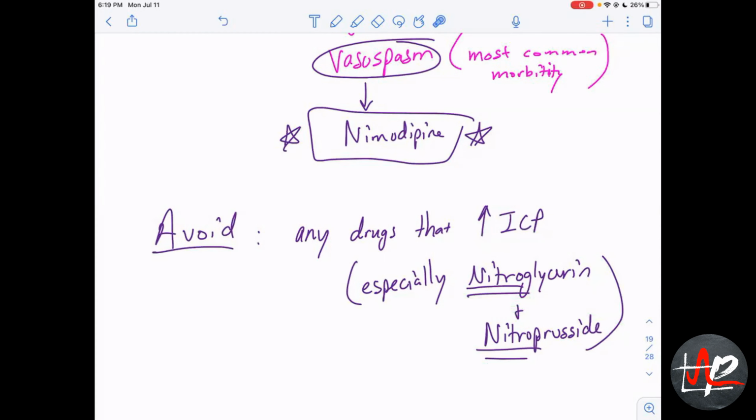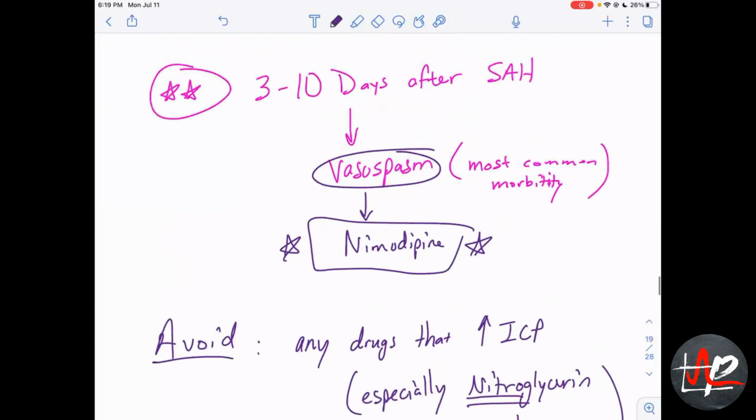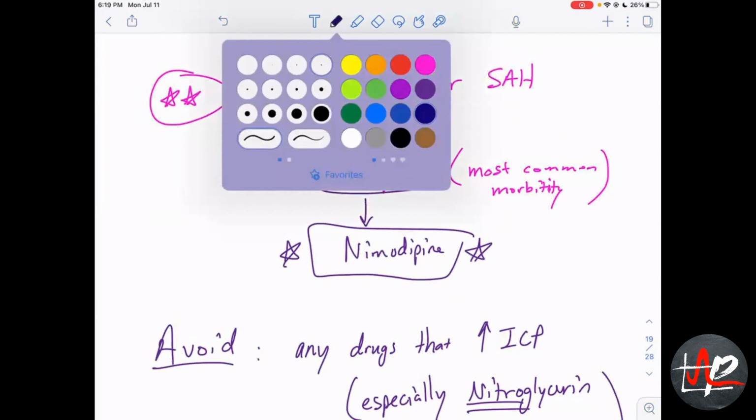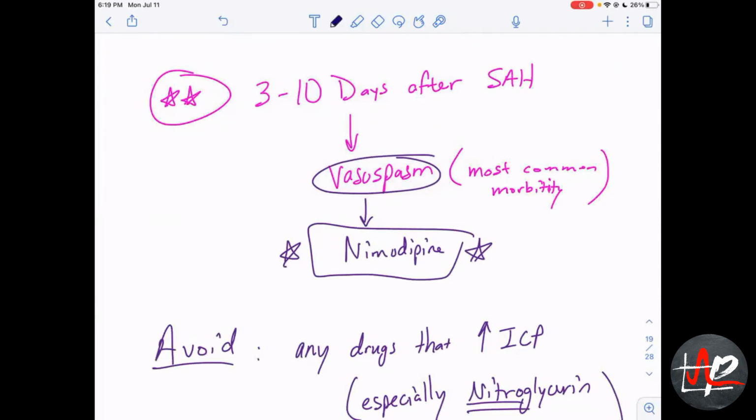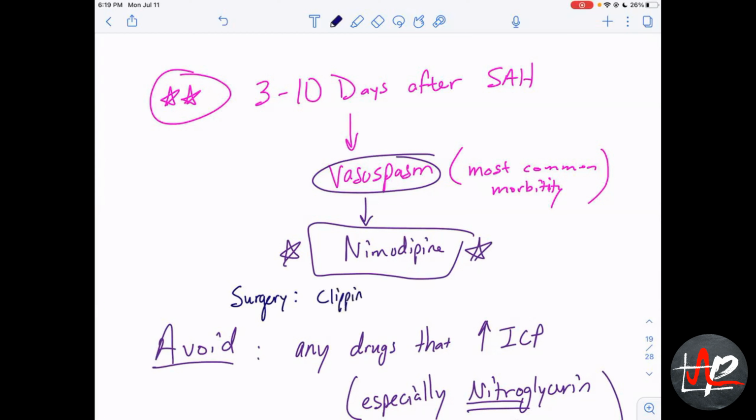Okay. How do you actually treat these patients besides medically? Well, the definitive surgical treatment is going to be clipping. So this is more of a step 2 concept. So for surgery, you can do aneurysm clipping, or you can shoot some metal coils into the aneurysm. All right, and that's a little bit lower yield, but that is something that comes up from time to time, rarely on step 2. So clipping or metal coils.